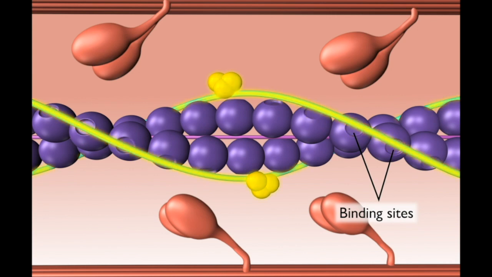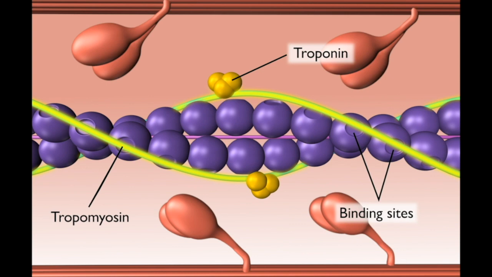2 regulatory proteins, tropomyosin and troponin, are also associated with the thin filaments. Tropomyosin blocks the binding sites on actin when the muscle is not stimulated. Troponin holds tropomyosin in place over the binding sites. Calcium binding to troponin causes tropomyosin to shift away from the binding sites.